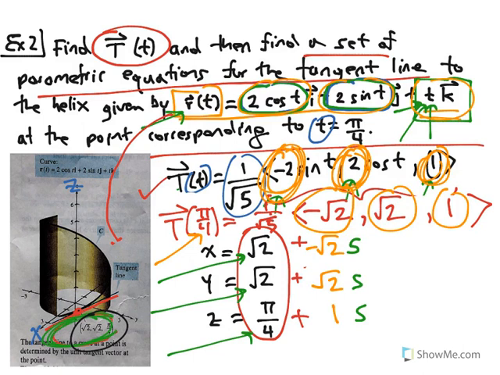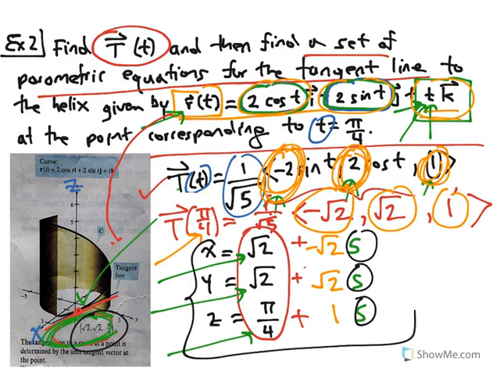And one important thing to note here is if you let s be equal to 0, you don't add anything to the coordinates of the point of tangency, so you'll just get the point of tangency. But of course, if you let s be, for example, 1, you'll be further along the tangent line to the curve at the point t equal to pi over 4. So this is how you write a set of parametric equations for the tangent line to a curve at a point.